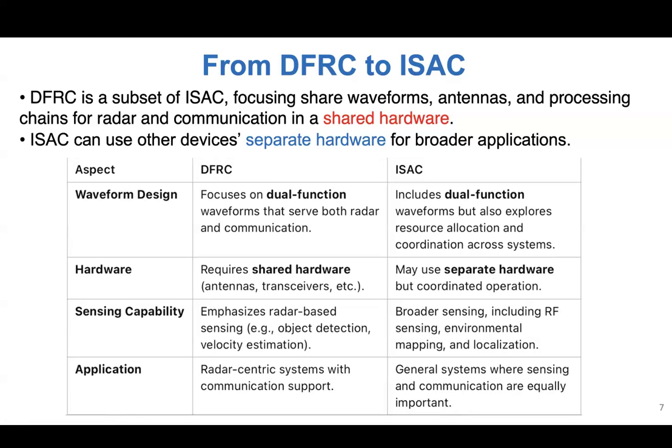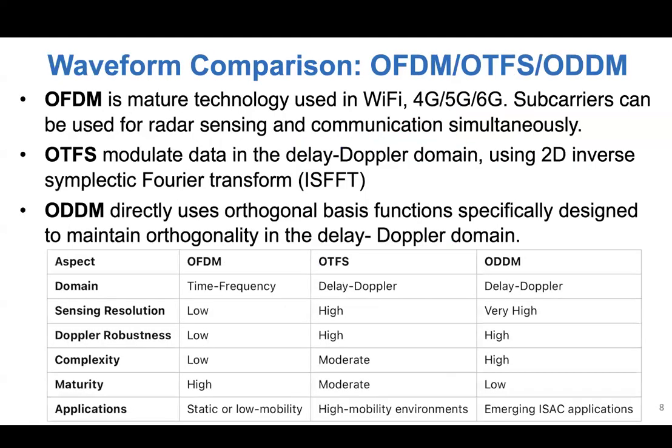And then there are different applications and different waveform designs. For the waveform, first, for Wi-Fi, 4G, 5G, 6G, they have OFDM, which is very mature. Basically, subcarriers can be used for radar sensing and communication simultaneously. However, this is in the time-frequency domain.